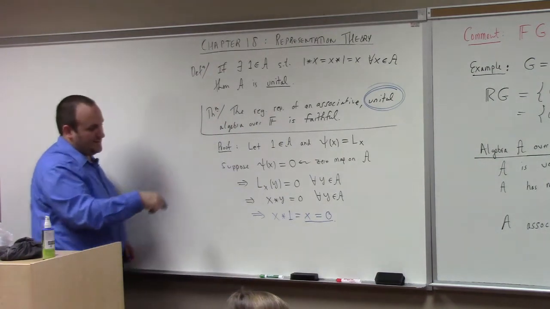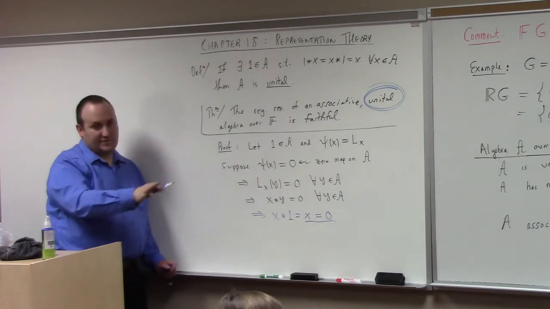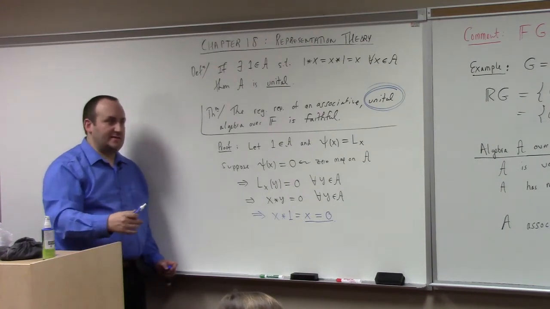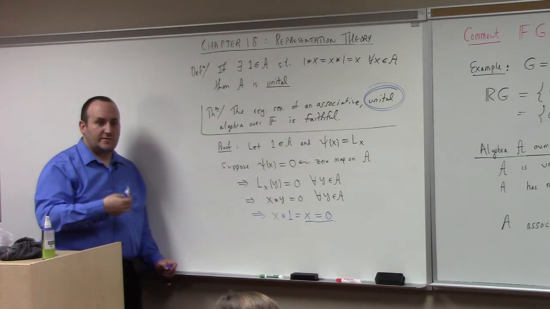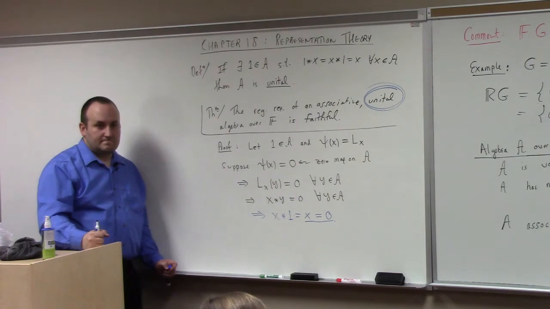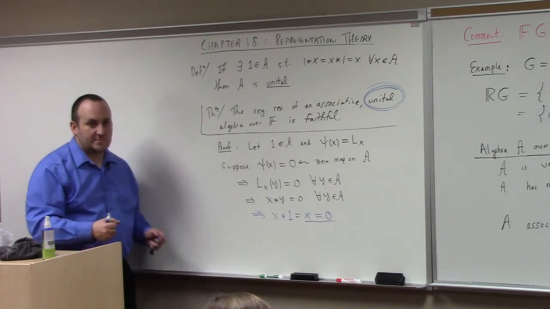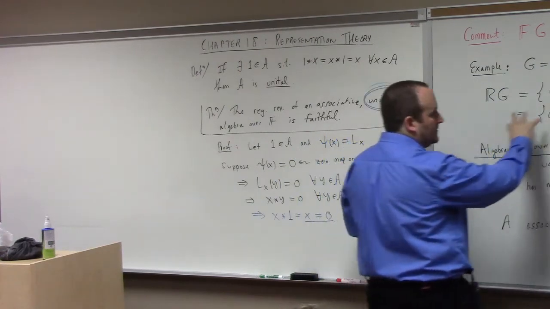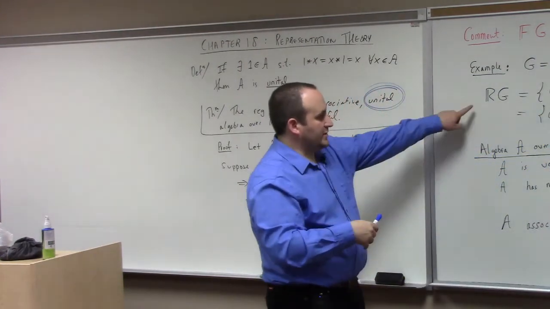But anyway, so x is equal to 0, which says that the kernel of psi is 0, which says that psi is injective, which says that this is faithful. What that means, intuitively, is that the regular representation of a unital associative algebra is, in some sense, a copy of the algebra. So you can study the regular representation of an algebra and really understand what the structure of the algebra is. That's the idea here. So let's calculate what the regular representation of this algebra looks like.